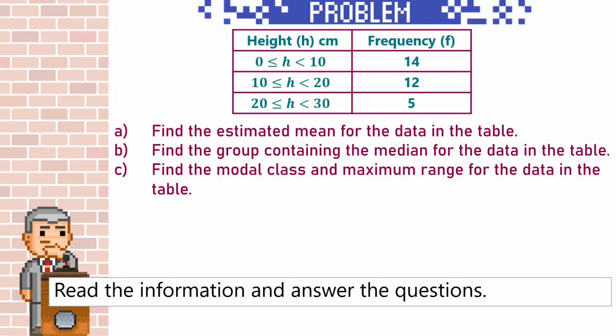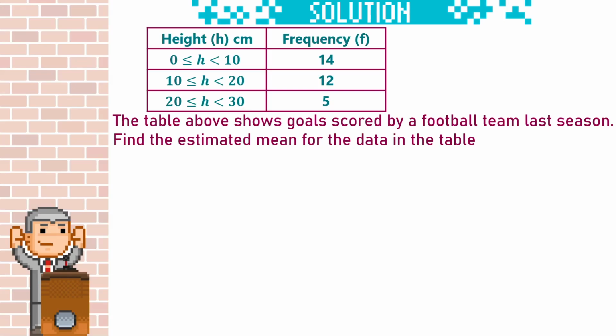Let's have a look at these questions. In this question we're asked for the estimated mean. Now it doesn't mean that we just guess what the mean is. To find the estimated mean we still need to go through these steps. We know that the mean is the sum of values divided by the amount of values, and we would think we multiply the number in the first column by the second column to give our fx column.